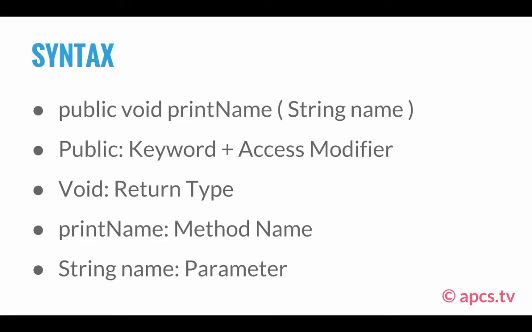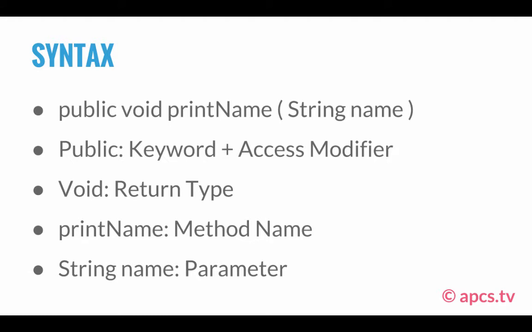So here's an example: public void printName(String name). So let's look at this word by word. The first word is public. Public is a keyword, as we've gone over earlier in the course, and it's also known as an access modifier because the public keyword makes this method accessible to everyone.